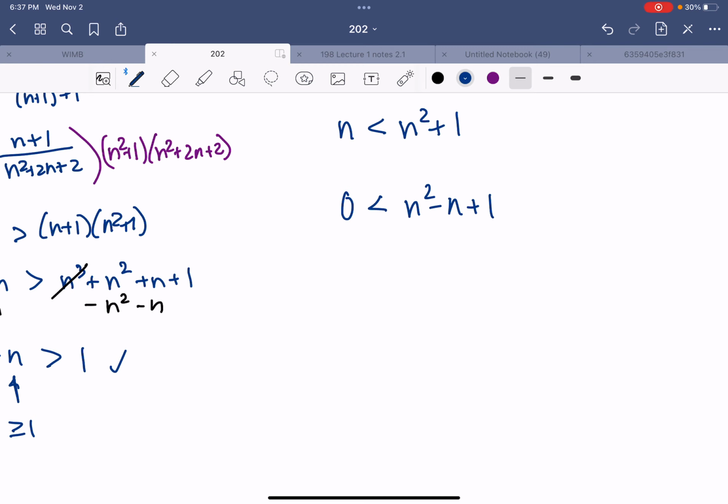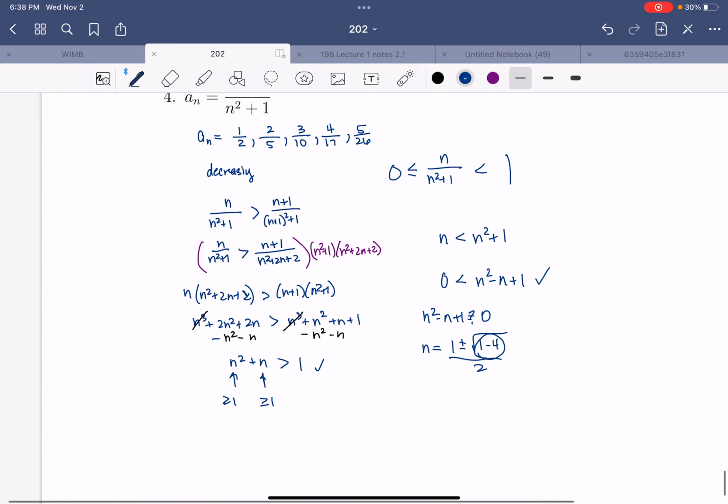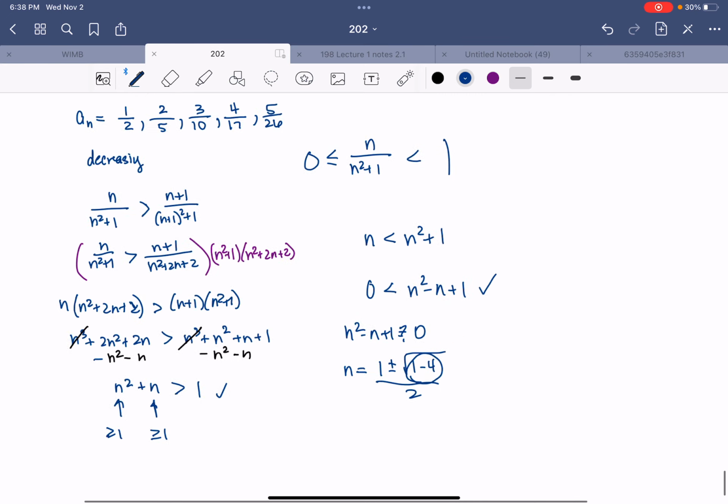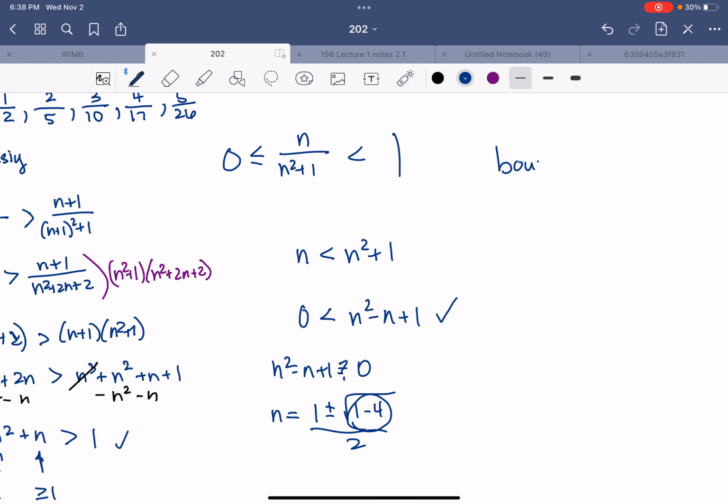And that is likely true if we look at where it is equal to 0. That would be at 1 plus or minus the square root of 1 minus 4, over 2. And this is an imaginary number, so it doesn't have any places where it crosses 0. So that's also true. So we've got it bounded. And it's decreasing, so it's monotonic, which tells you that it converges.